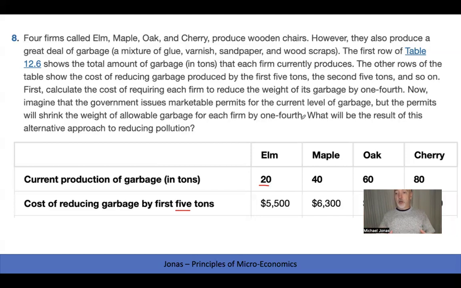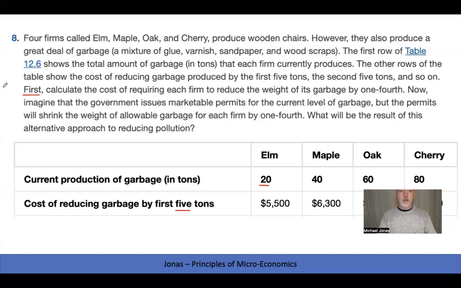So that's the information. And then down below, we'll see the full table in the next slide. Gives us our increasing cost, so kind of our marginal cost of pollution abatement production. So given all of that, step number 1, calculate the cost of requiring each firm to reduce the weight of its garbage by 1/4. So this would be as if, right, we had that command and control solution. Each one of these firms gets a letter in the mail from the Environmental Protection Agency saying, you have to reduce your pollution production by 25% by such and such a date or face these given penalties.